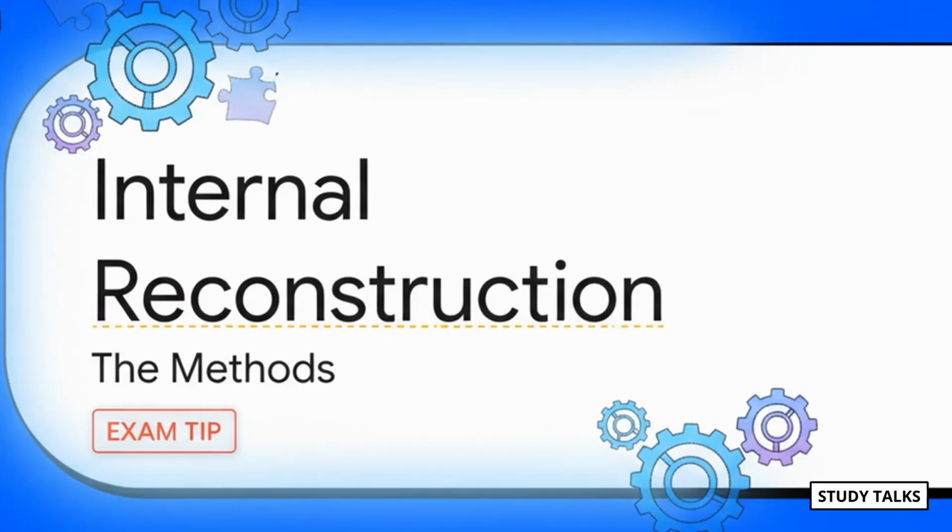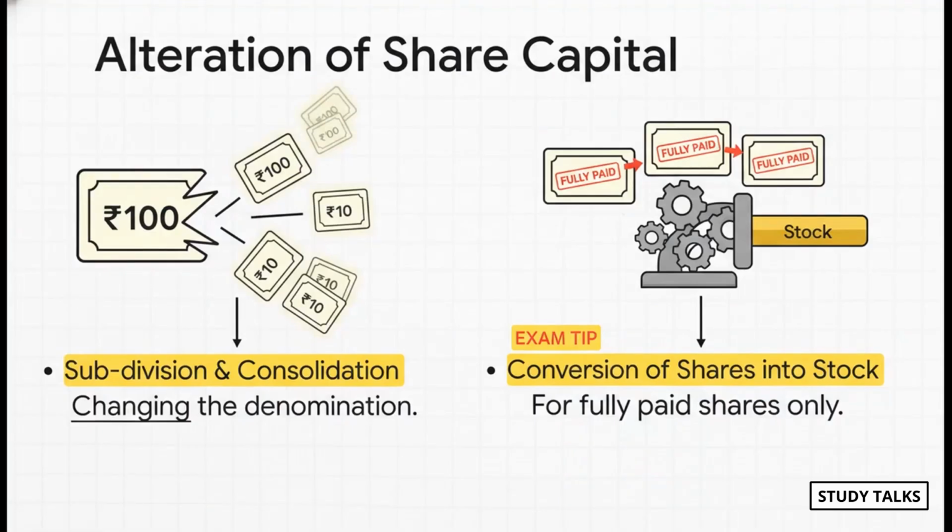Okay, so if we're going to perform this financial surgery, what tools do we actually have at our disposal? Let's open up the turnaround toolkit. The first set of tools we find are under Section 61, alteration of share capital. Now, it's really important to get this straight. This isn't about reducing the total capital amount. It's just about changing its form. We can take big shares and subdivide them into smaller ones, or take small ones and consolidate them into bigger ones. We can even convert fully paid shares into something called stock.